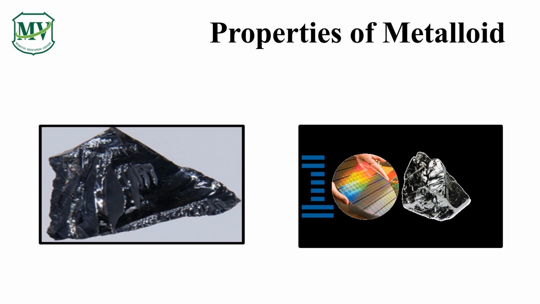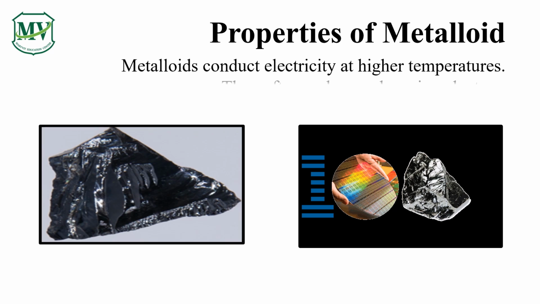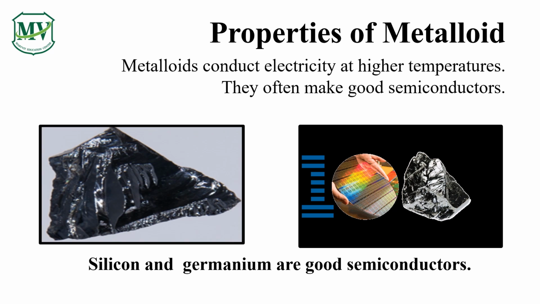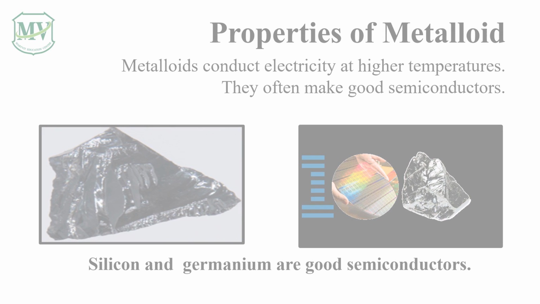Metalloids conduct electricity at higher temperatures. They usually conduct heat and electricity, though not as well as metals. Amazing, right? Metalloids that conduct electricity at higher temperatures are called semiconductors. Silicon and germanium are good semiconductors.